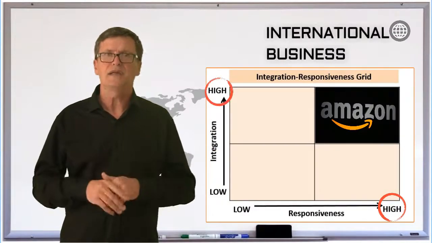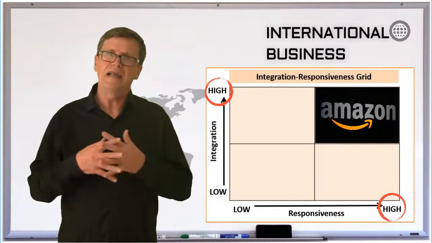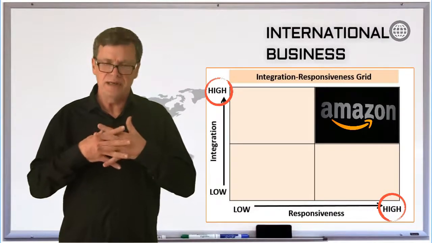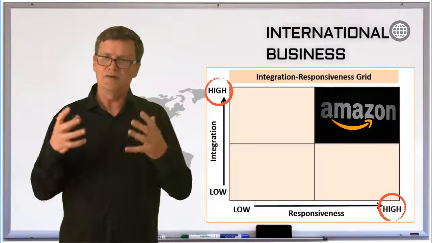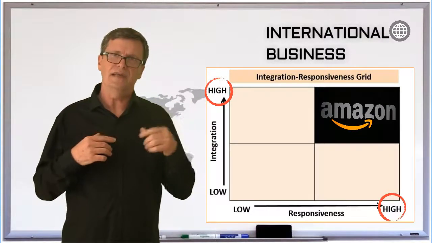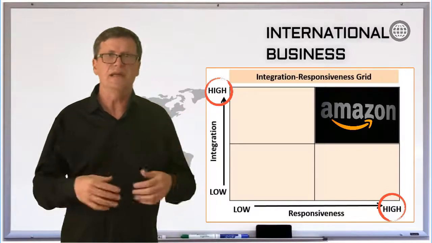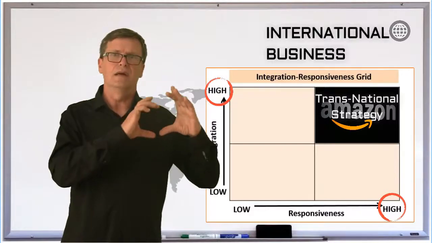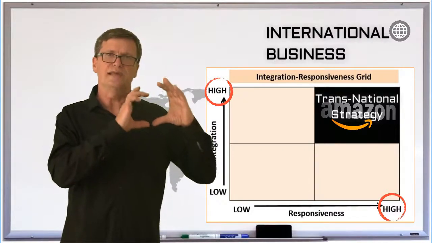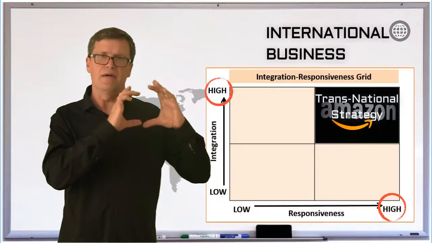But Amazon also need to have a very high level of standardization in their platform throughout the world, along with centralized control back in the US of technology development and other things. This means that Amazon are operating a transnational strategy in our IR grid.